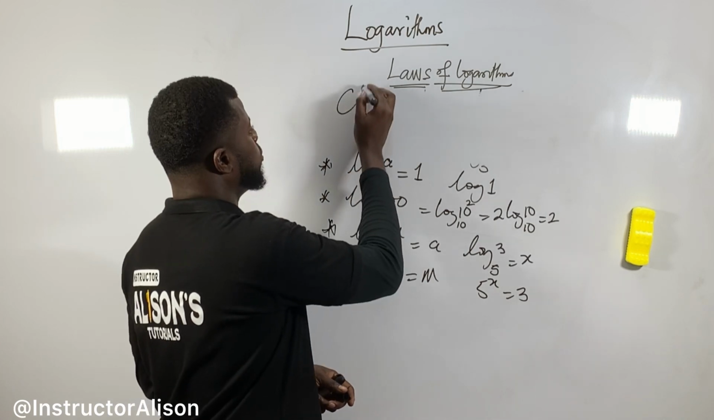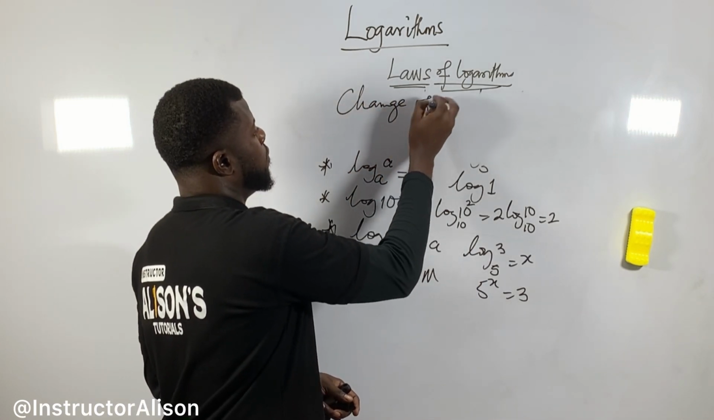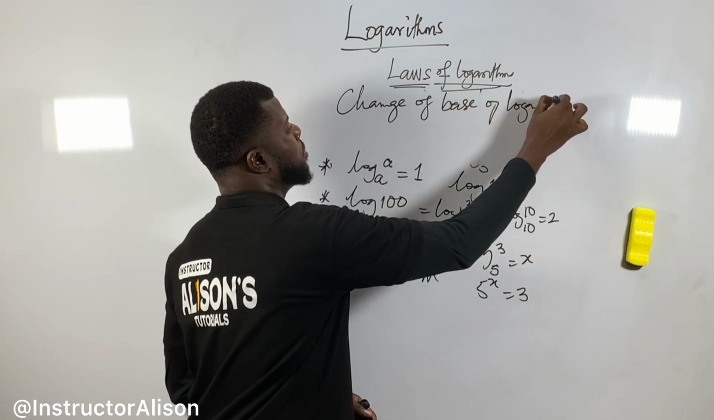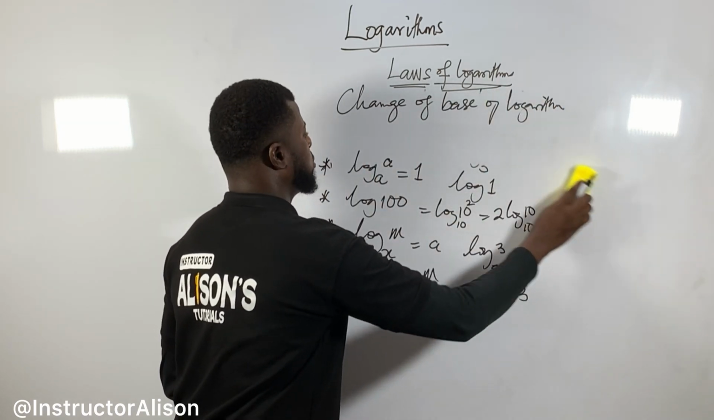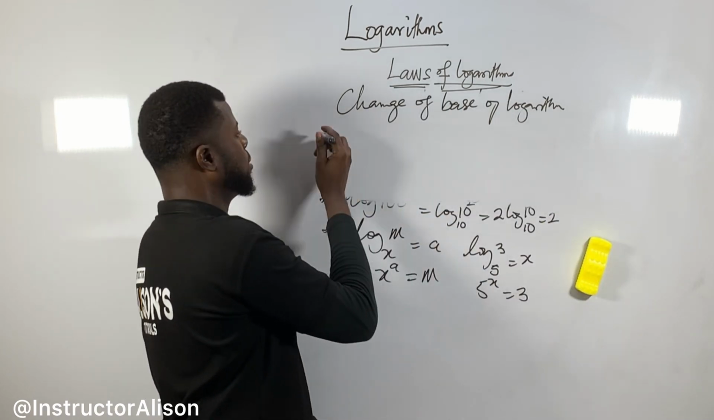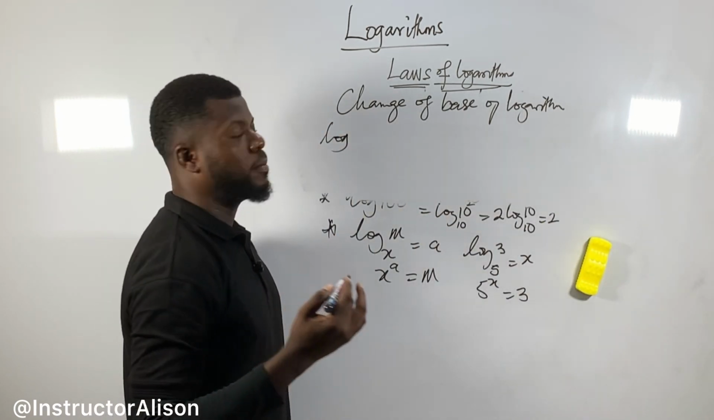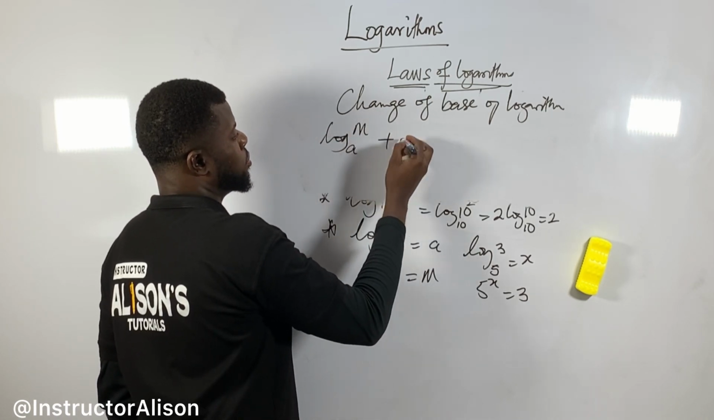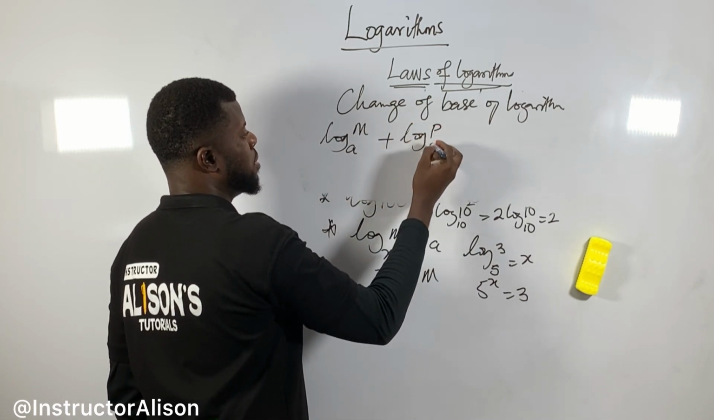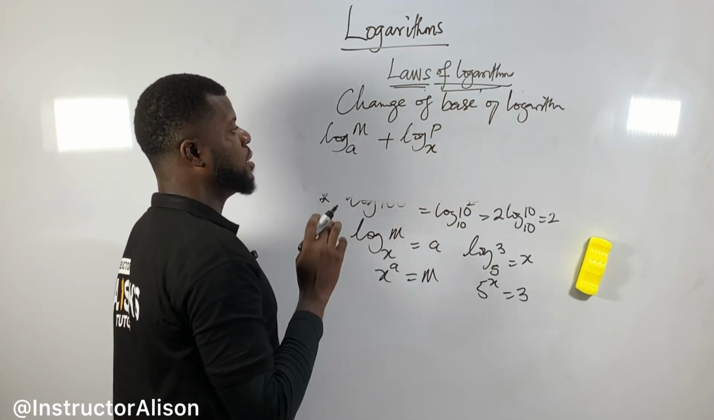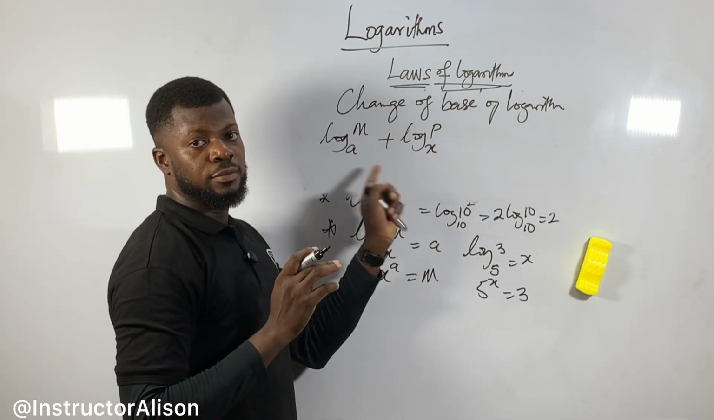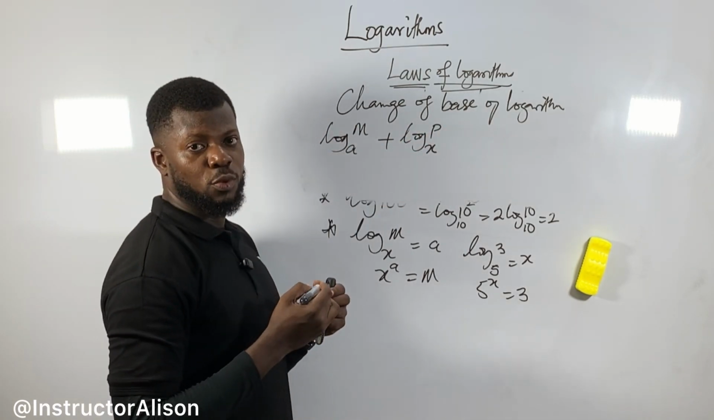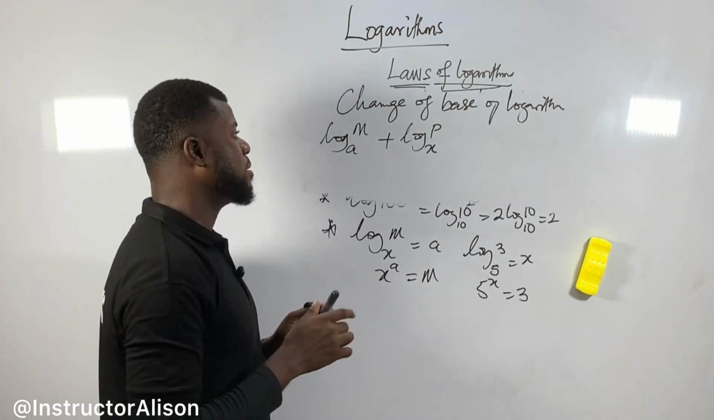So you want what they call change of base of logarithms. How does that one go? If I have something like log, let me create numbers now: log m base a plus log p base x. You see that the base is not the same now. The number of the logarithm will be the same, but I just want to put different things so that you can understand how this one works.